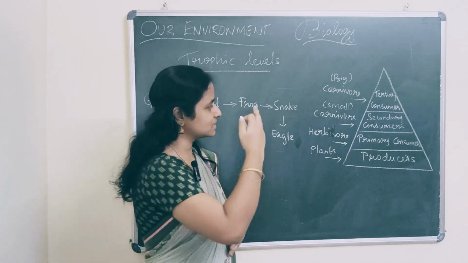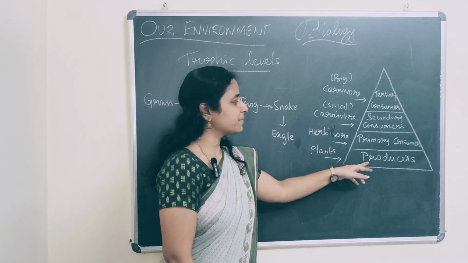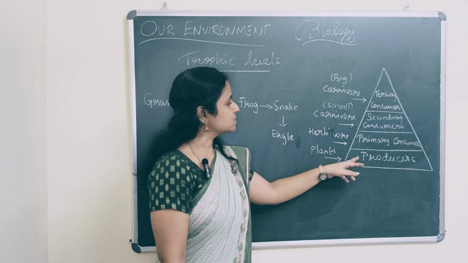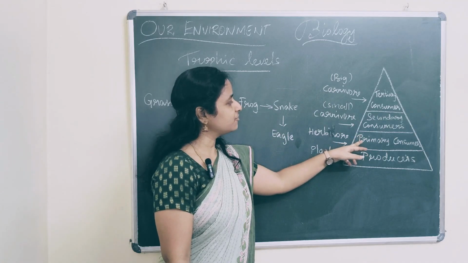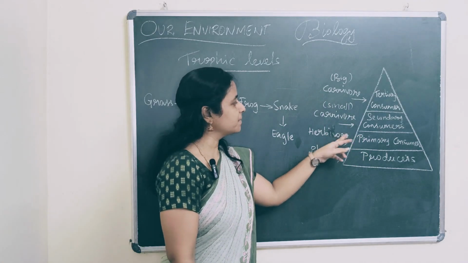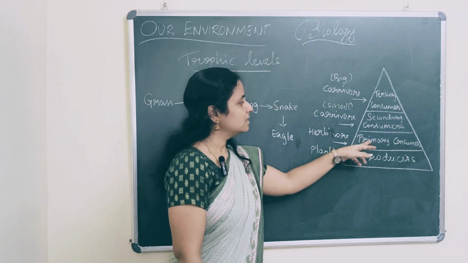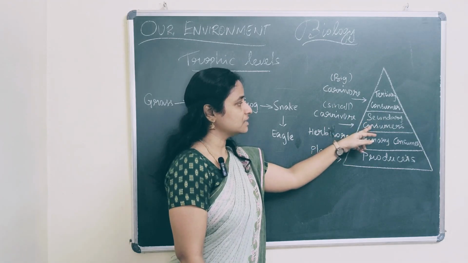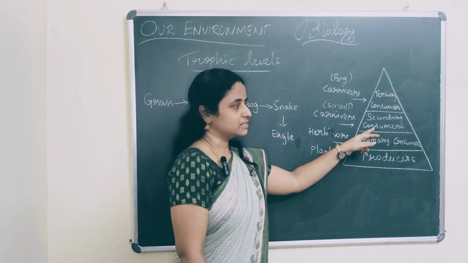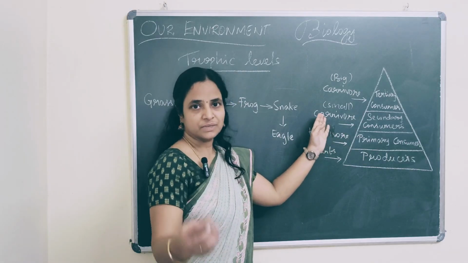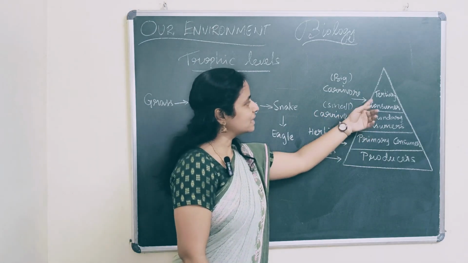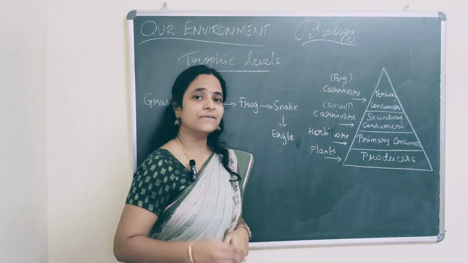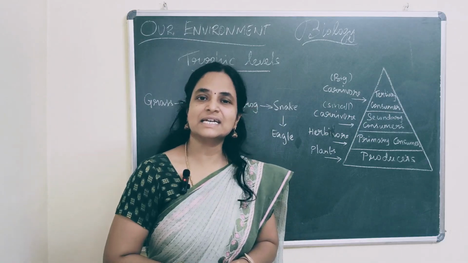I'll tell you each and every trophic level. So first, producers are ultimately plants, or green plants come under producers. This producer will be fed by the herbivores. So herbivores come under the next trophic level. They are called primary consumers. Then the primary consumers are fed by the secondary consumers, which include smaller carnivores. Then come the tertiary consumers, which include bigger carnivores. And finally, you have the last trophic level as the decomposers.